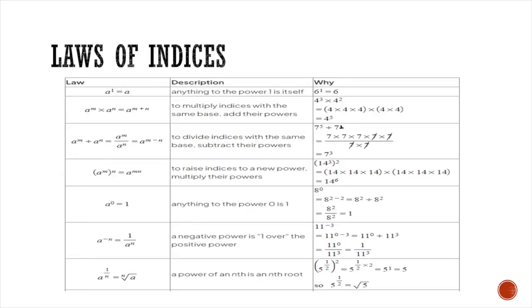These are the laws of indices. Anything to the power of 1 is itself. So a to the power 1 is a. 6 to the power 1 is 6.